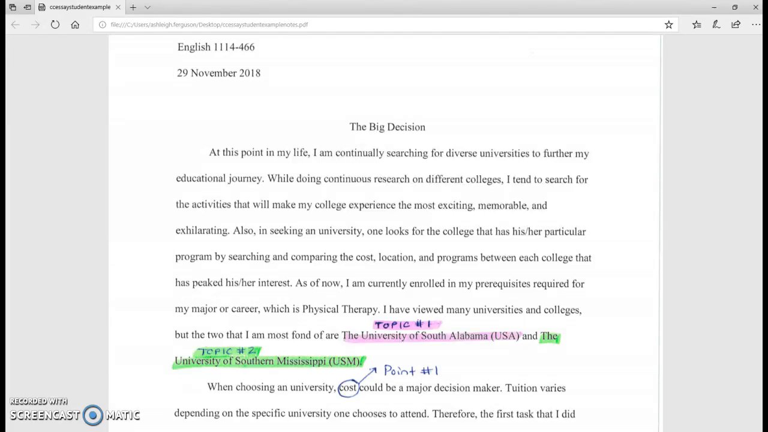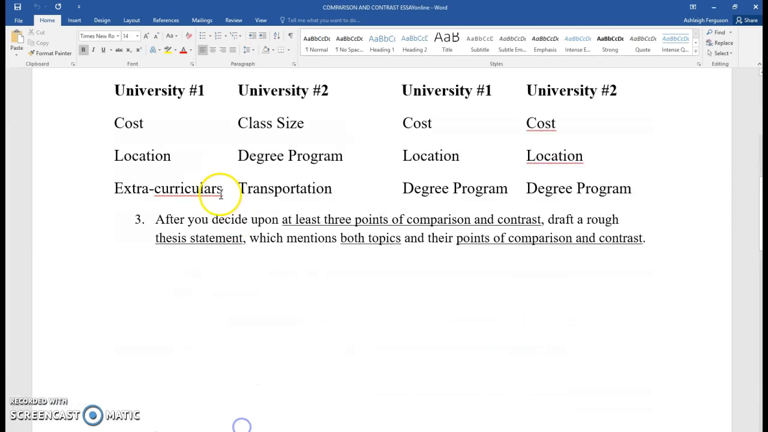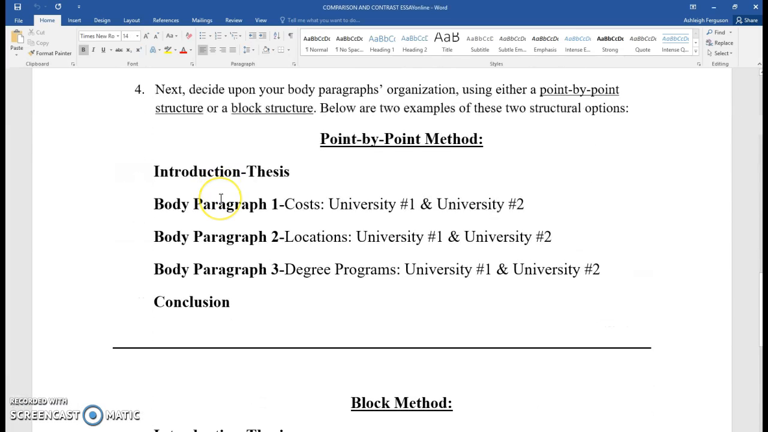Now, as far as the other part of the assignment, let me carry on. As I mentioned, you have 2 structural options for your essay. You have point by point, which the student example essay is point by point, okay? And you're going to notice I kind of used his points as sort of a guide. He has an introduction paragraph with his thesis. He has 3 body paragraphs where he discusses the first point costs, the second point locations, and the third point degree programs. And then he discusses them in relationship to USA and USM. Okay, he does that throughout.